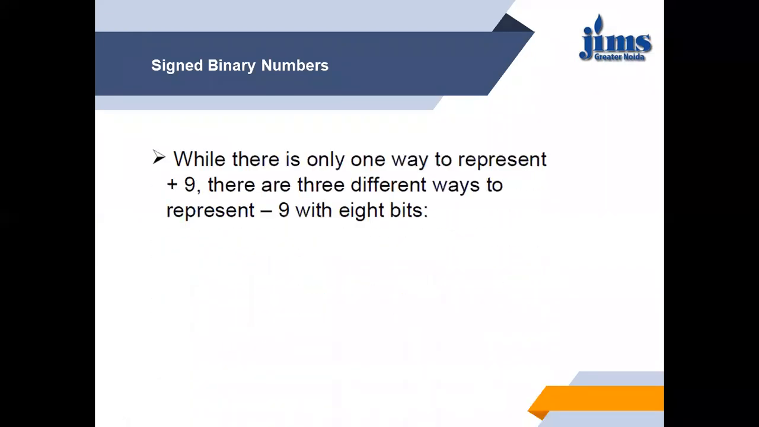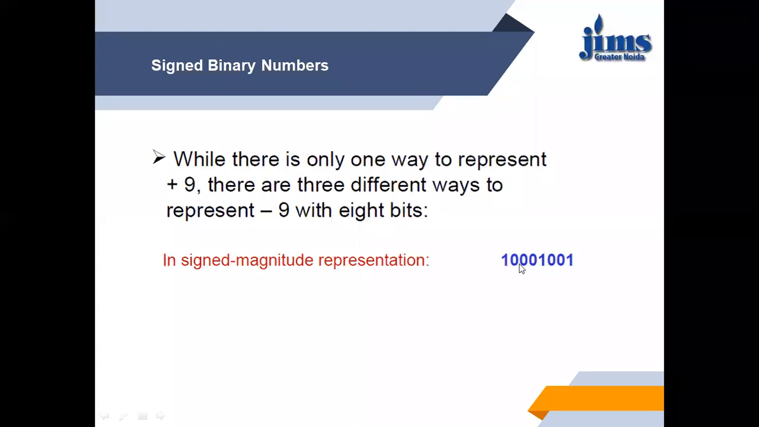Now, while there is only one way to represent plus 9, there are 3 different ways to represent minus 9 with 8 bits. The first representation is the sign magnitude representation, in which we just change the leftmost bit from 0 to 1. Then the number becomes minus 9. Here the leftmost bit is 1, and this magnitude represents 9. So it is minus 9.